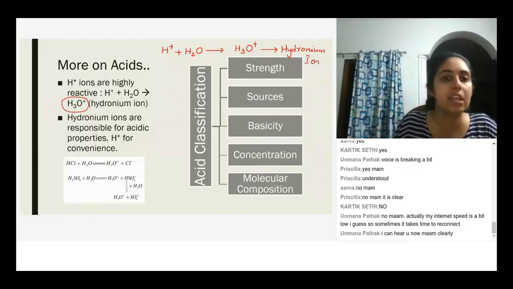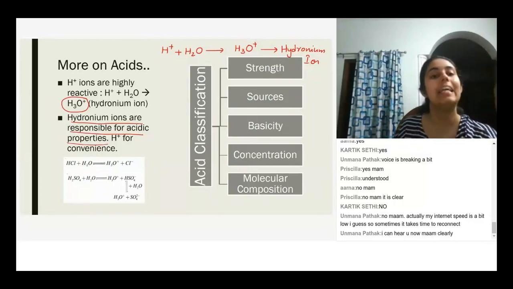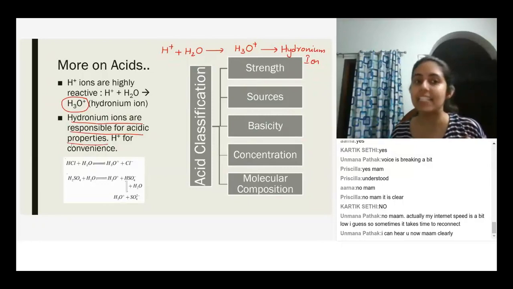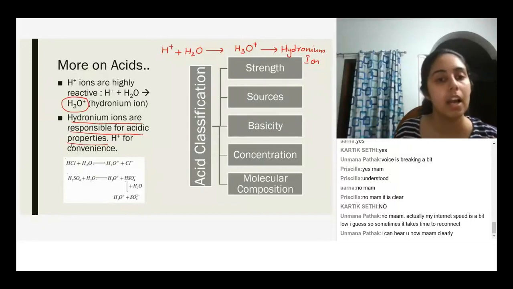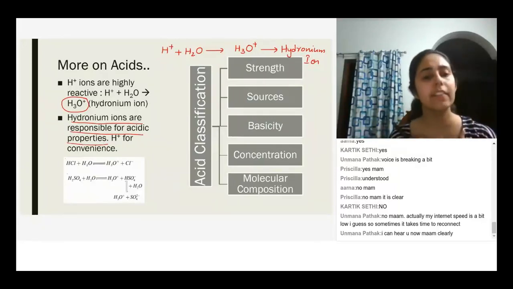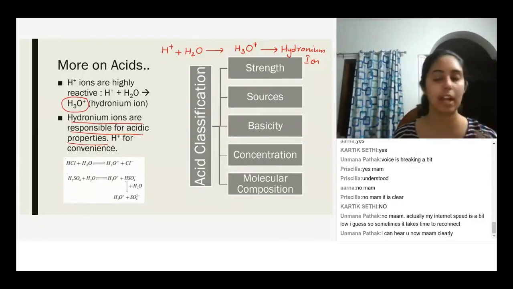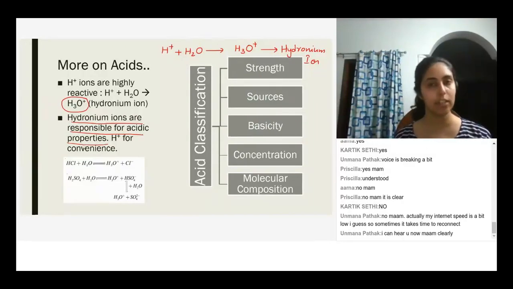This is what is called the hydronium ion. Hydronium ions are responsible for the acidic properties. Whenever I have an acidic solution, it is the hydronium ions that are responsible for the acidic properties. Acids release only H plus ions, but the acidic property comes from hydronium ions. For our convenience, we just write H plus. But actually H plus is very unstable. It can never stay still on its own. It needs to react with something, so it ends up reacting with water.